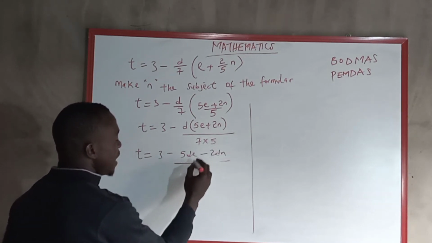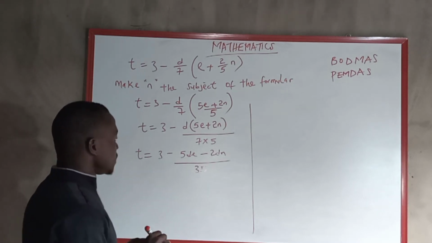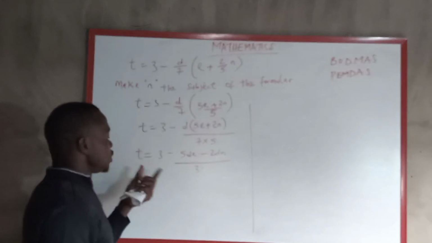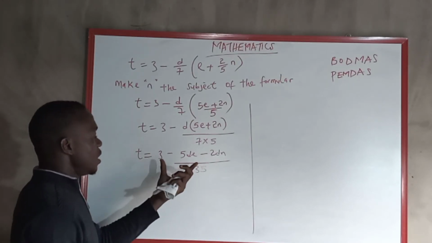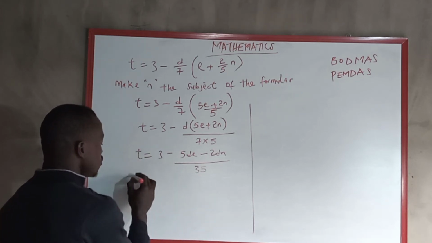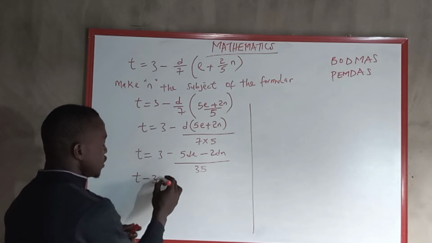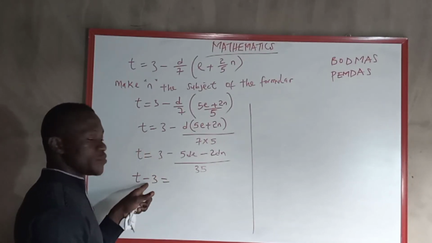And this is divided by 7 times 5, we have it as 35. Now, this 3, it's outside. So we can bring out this 3 to this particular place, like taking the fraction to one side and the other numbers to one side. So we take this 3 to this side, becomes minus 3. Remember, when plus 3 here crosses this equality sign, it becomes minus 3.